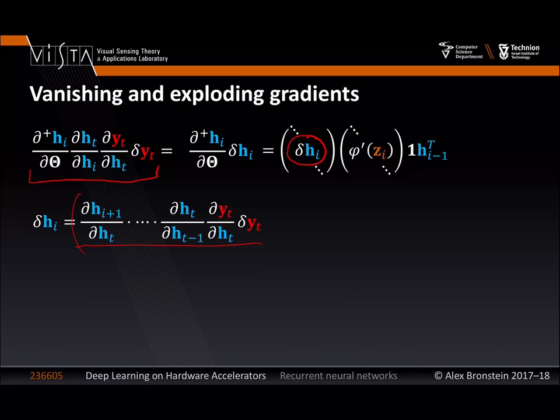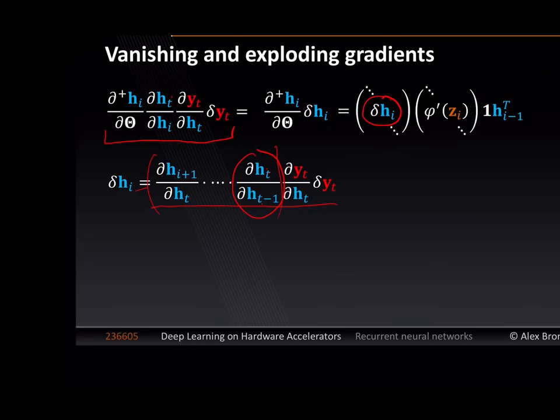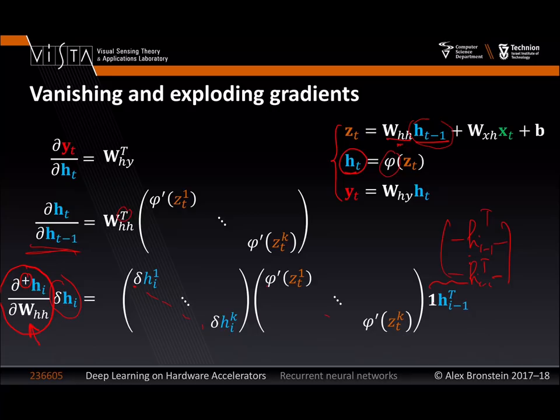So you have basically the product of the derivatives of the current state with respect to the previous state. If we want to go backwards in time from t to i, we'll have many, many such products, depending on how far we would like to go back in time. Let me write them this way. Remember, we already derived this expression. If I go backwards to the previous slide, this was our expression for the derivative of the current state with respect to the previous state. It contains W_hh transpose times this diagonal matrix phi prime.